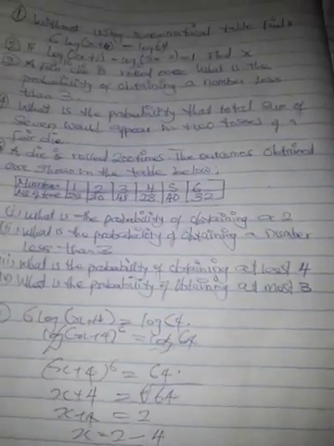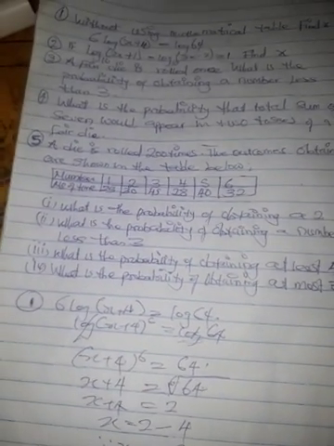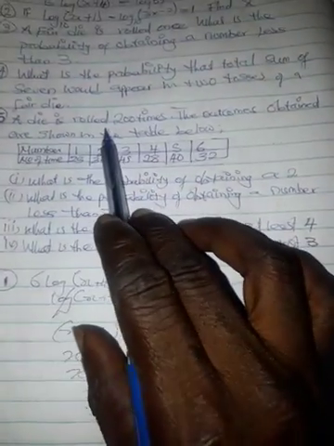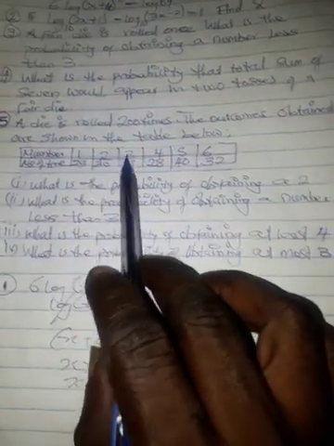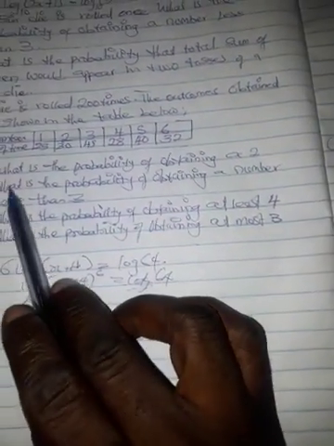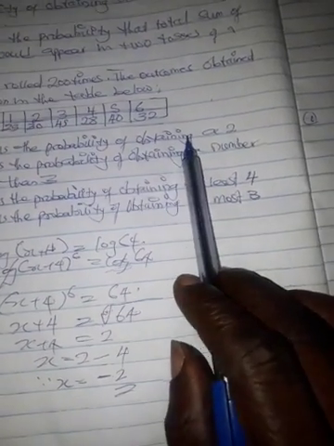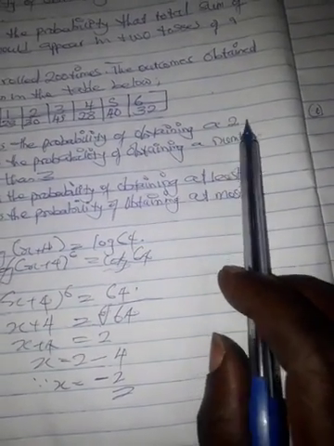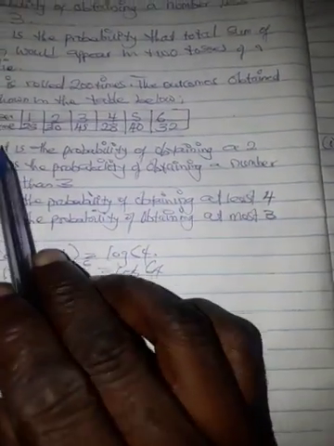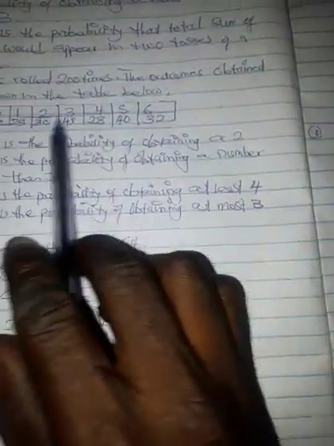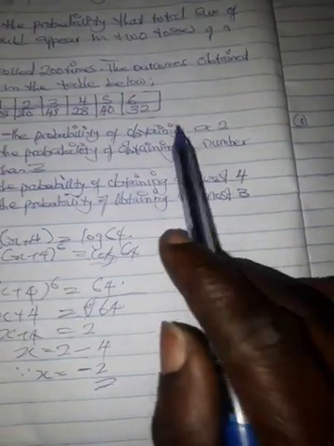Now looking at question number 5, it says that a die is rolled 200 times. The outcomes obtained are shown in the table below. So this is everything you are having now. The first question asks, what is the probability of obtaining a 2? I've already shown you how a die looks, which means having 6 faces. Now they throw the same die 200 times and this is the outcome. So what is the probability of obtaining a 2?